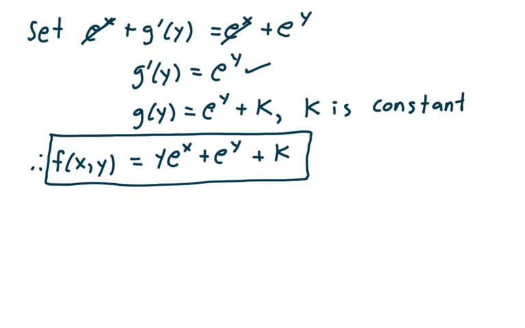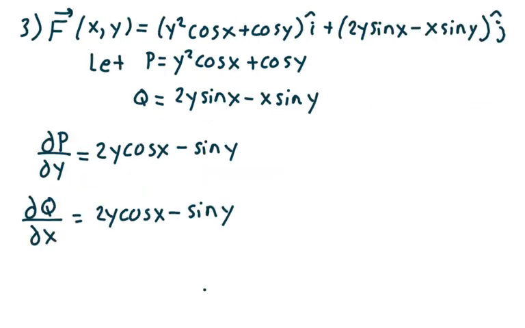And so therefore, f of xy is equal to ye to the x plus e to the y plus k. And remember, e to the y plus k is another name for g of y. And that's how we do example 2. Let's take a look at example 3.